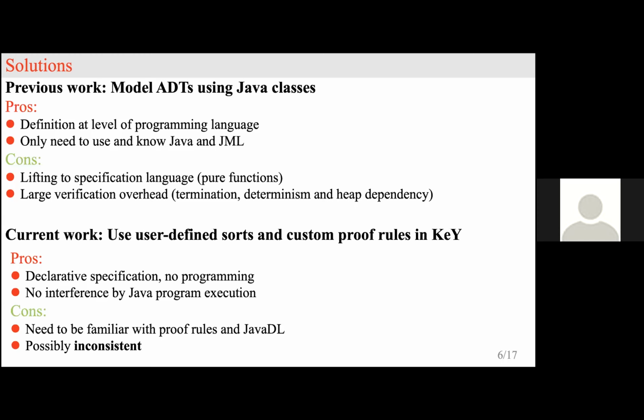The advantage of this approach is that we can declare specifications with no programming needed, because we don't use Java classes. We directly use the specification in our methods, and we have no interference from Java program execution. The disadvantage is that we not only need to know Java and JML, we need to be familiar with the proof rules and Java DL when we use the user-defined ADTs. And there is possible inconsistency because the ADT is defined by us. So it may cause inconsistency.